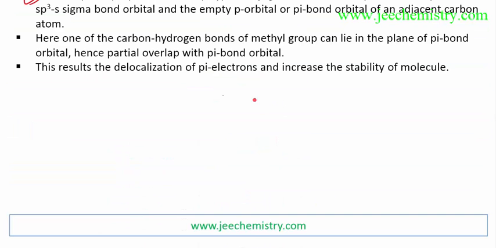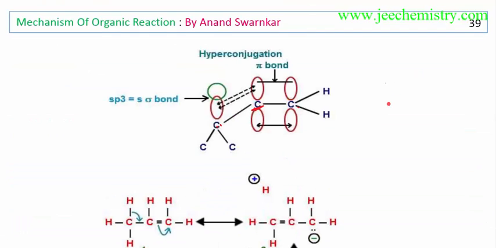This results in delocalization of pi electrons, which increases the stability. That's why there is delocalization of pi electrons. These pi electrons will delocalize. This pi bond sometimes comes to this position, sometimes to that position. So there is delocalization of pi electrons, so there is increasing stability.